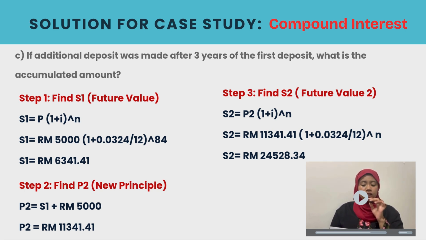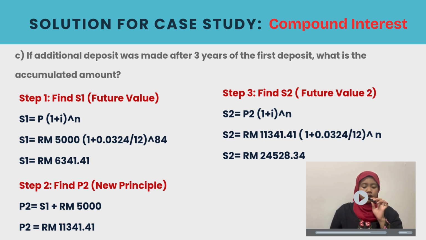Now I will explain the last question, which is C. If an additional deposit was made after 3 years of the first deposit, what is the accumulated amount? The first solution is S equals P(1 plus i) to the power of n. S equals 5,000 times (1 plus 0.0324 over 12) to the power of 84, which equals RM6,341.41. That's the answer.